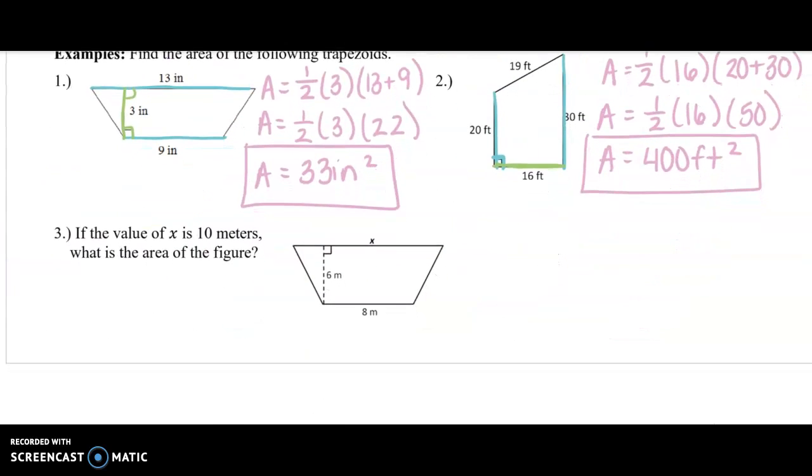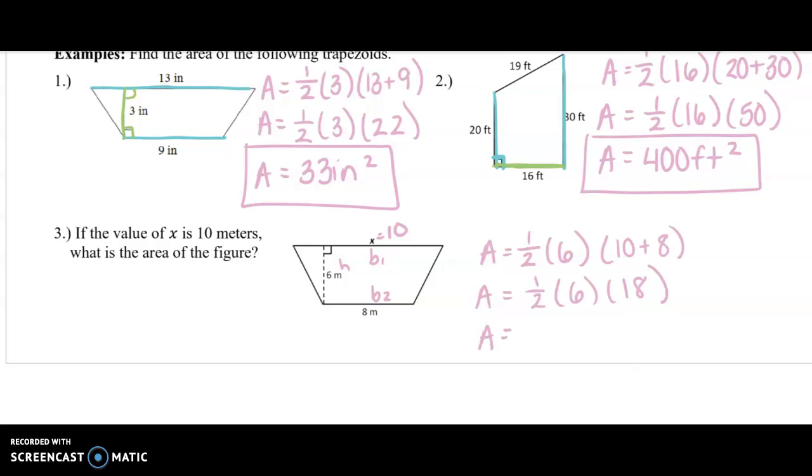Okay, number 3. If the value of x is 10 meters, what is the area of the figure? So it's saying that x is equal to 10. So I have my two bases, base 1, base 2, and I have my height. So my area is equal to 1/2 my height, which is 6, times my base 1, which is 10, plus base 2, which is 8. The area is equal to 1/2 times 6 times 18.